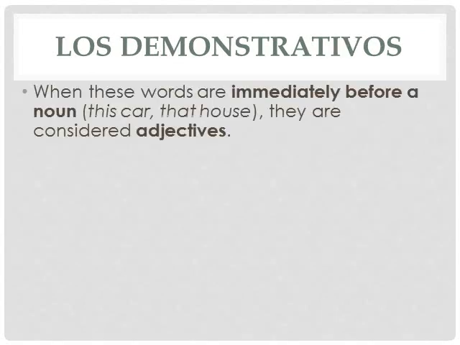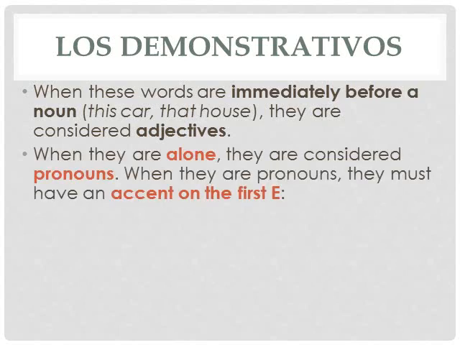Okay, more about demonstratives. When these words are immediately before a noun, like this car, that house, they are considered adjectives. When they are alone, they are considered pronouns. So they replace something. When they are pronouns, they must have an accent on the first E.